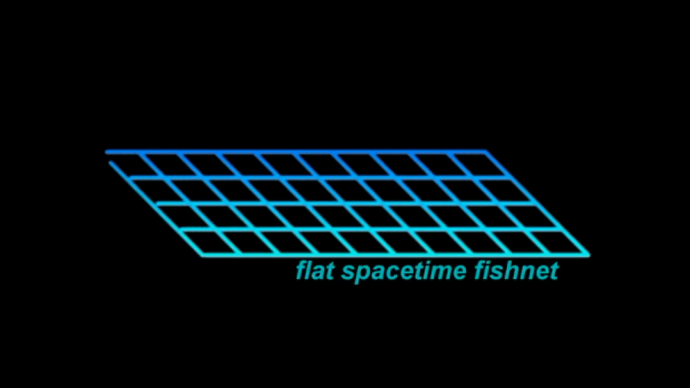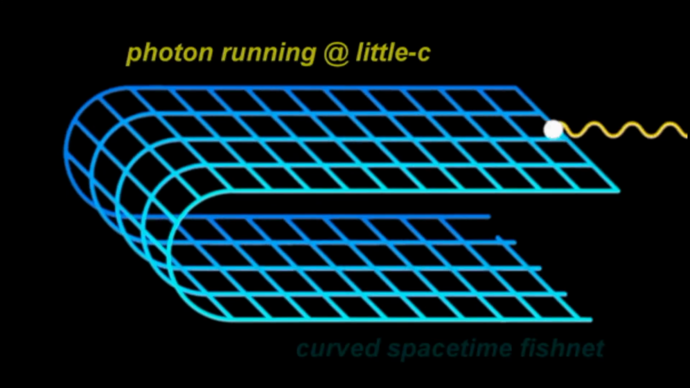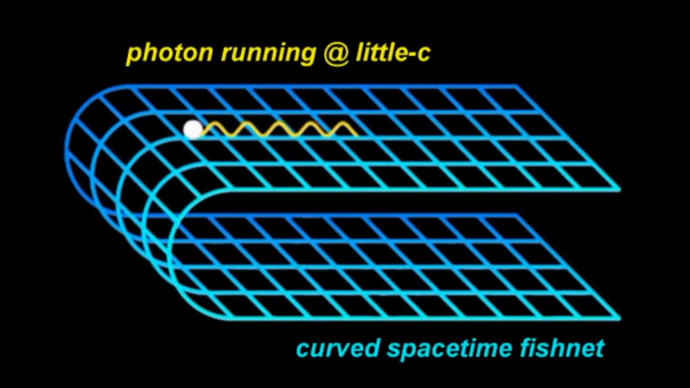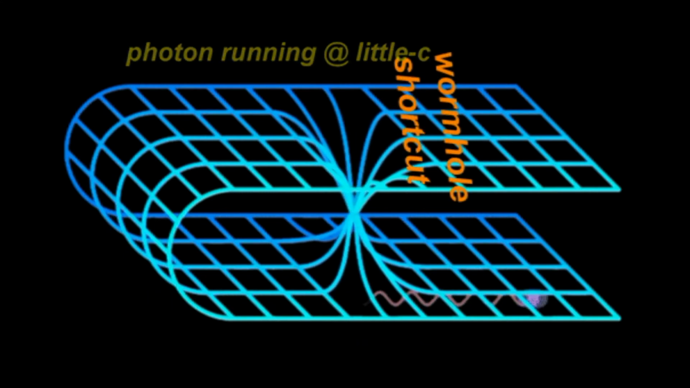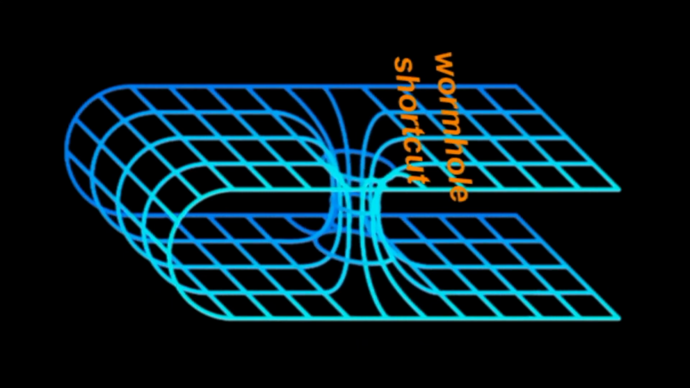Okay? We're going to bend space-time. If I can get this thing up here. Okay, this is what we're going to do. We have flat space-time. We're going to bend it around. Listen to what we're going to do here. We're going to curve the space-time fishnet, right? Here's the photon trying to run the straight, the long path, and we're smarter. We take the shortcut, which is the wormhole.